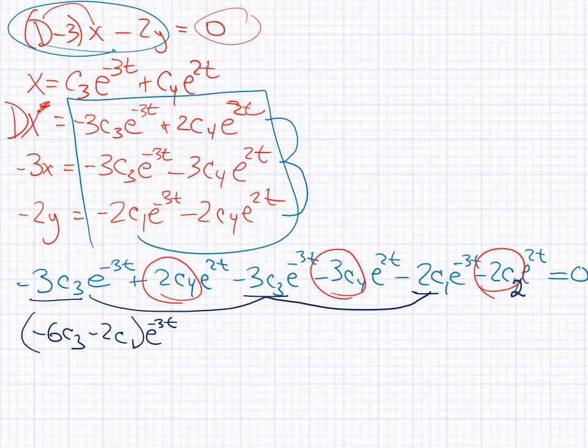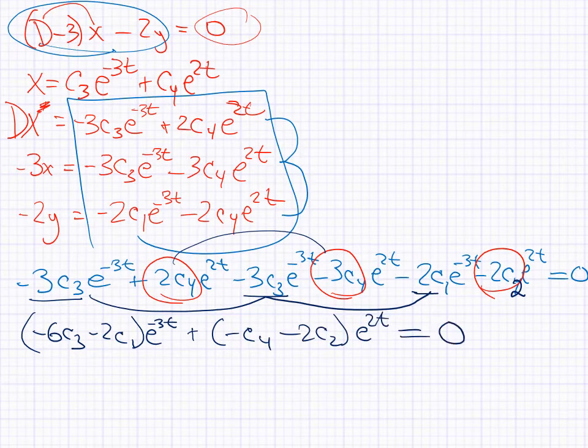So what are we going to have here? These two will give me negative C4 minus 2C2 e to the 2t. That should equal 0. So just like the last one, because this has to equal 0, this has to equal 0, and this has to equal 0.